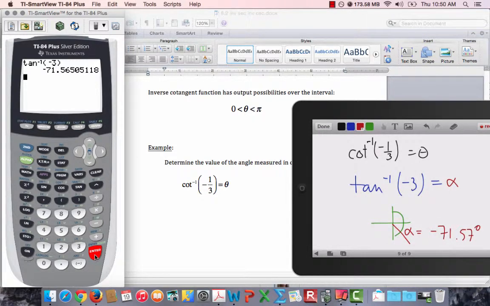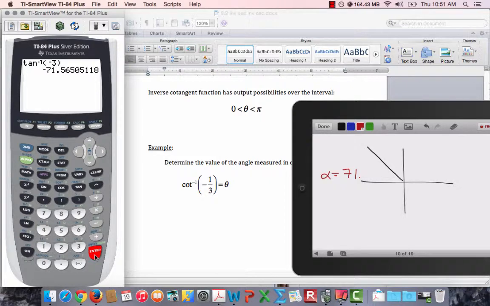Now, this angle has a tangent of -3. It also has a cotangent that is -1/3. However, we want the angle that has a tangent of -3 and a cotangent of -1/3, but in the second quadrant, because the second quadrant is the output quadrant for the inverse cotangent. We need to find the angle in the second quadrant that has the same tangent and cotangent as -71.57.